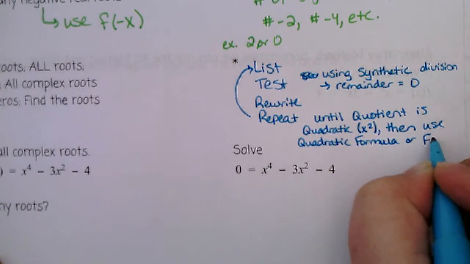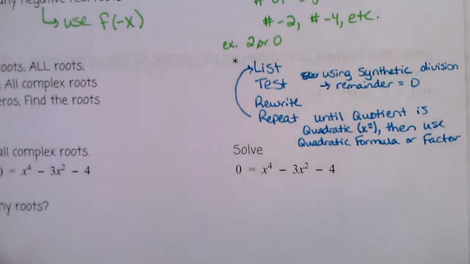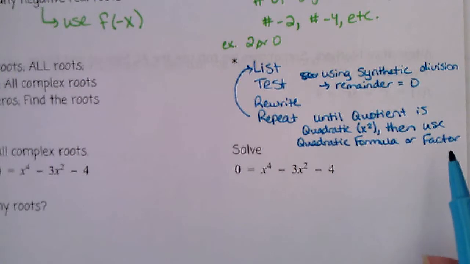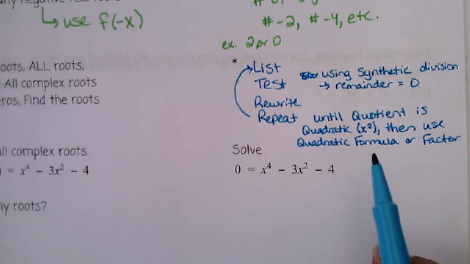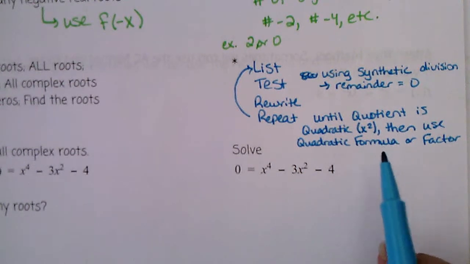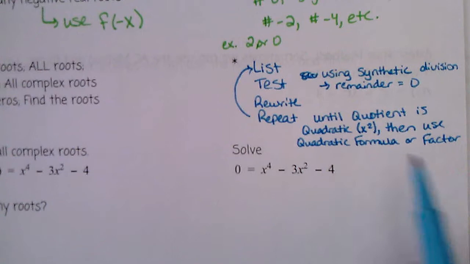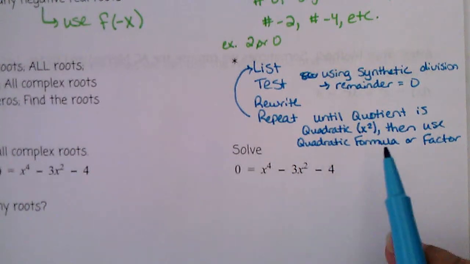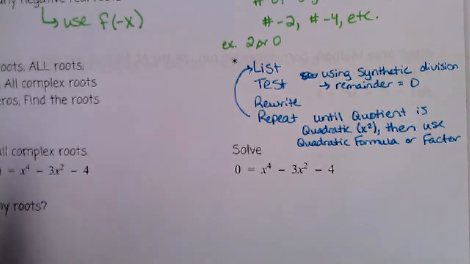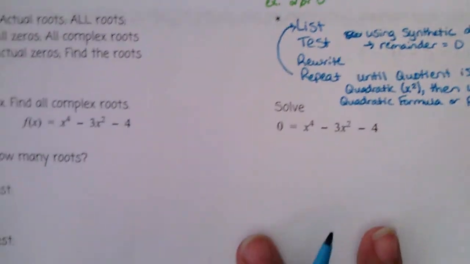Or we can factor. Now, sometimes it will factor. If the roots are real and nice numbers, it will factor. If the roots are complex, so that would be imaginary or irrational, you would have to use the quadratic formula. So you can attempt to factor, that's the AC method, but if it doesn't work, then you're going to have to use the quadratic formula. Okay, so let's do one.